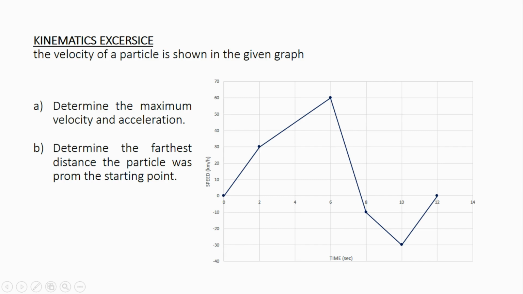The velocity of a particle is shown in the given graph. A. Determine the maximum velocity and acceleration. B. Determine the farthest distance the particle was from the starting point.